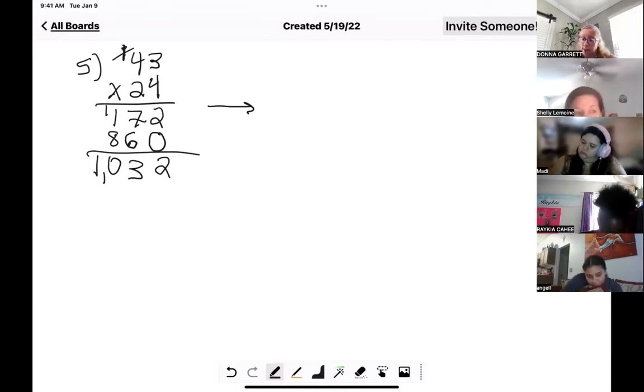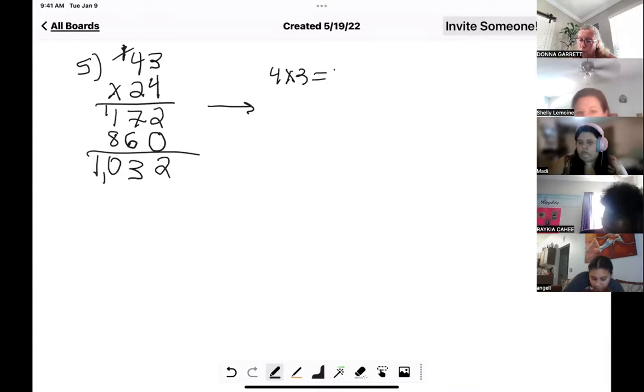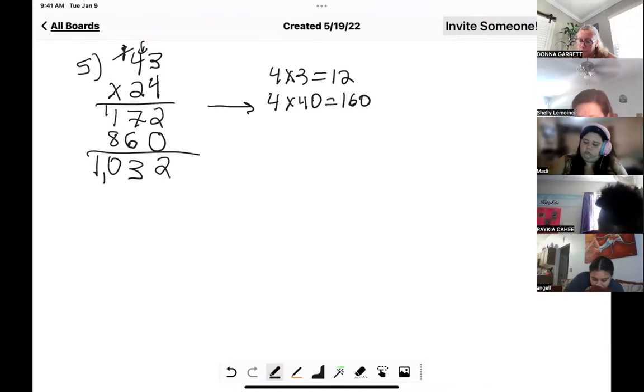Okay, so I want to do it again with the distributive property. So what I would do is start with 4. We're going to do 4 times 3, which is 12. And then I'm going to multiply 4 by, see that 4 here? That's going to be in a 10 spot. 4 times 40, which is 160.